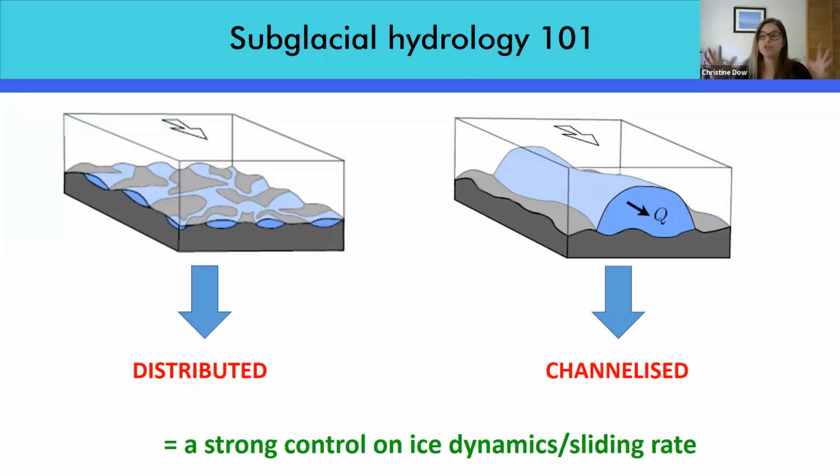Because they're low pressure, they draw a lot of the water in from the distributed system, and as a result, slow the ice down. And so what this means is when you transition from a distributed to a channelized system, you tend to see a very strong control on ice dynamics. And it suggests that, at least in alpine and Greenlandic glaciers, that the hydrology is really important for ice dynamics.